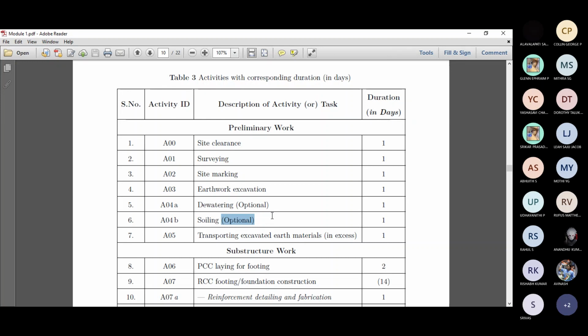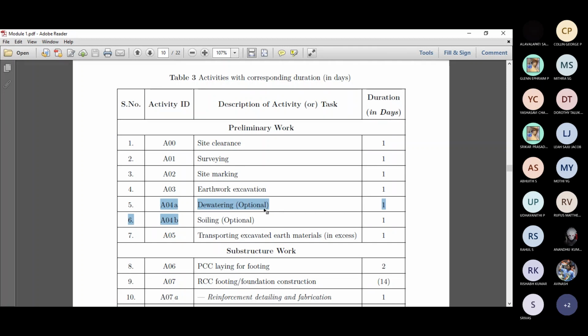But if it is less than that and the soils are pretty loose, as in some places in our country, then you have to really look into the soiling, incorporating micropiles and something like that. So that's an optional thing, right? That's why I just put AB instead of 04 and 05, right? And 04 itself is an optional activity, right? So it may occur or may not occur.